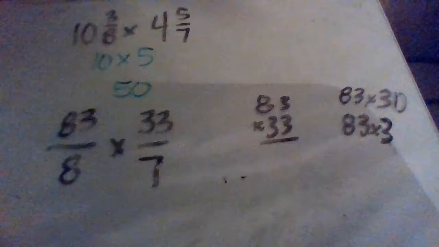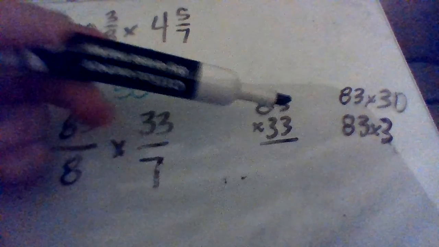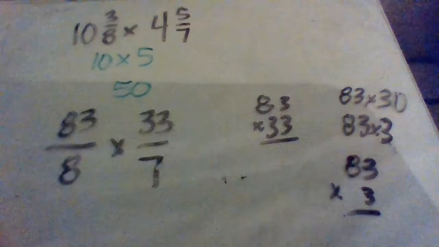So really the 30 should go on top, and the 3 should be here. Okay, so what I'm doing is just breaking this up, and I just did it in here because this is in the 10s, this is in the 1s. So I'm taking the 83 times, and I'm going to do times just the 3, and I'll show you why.